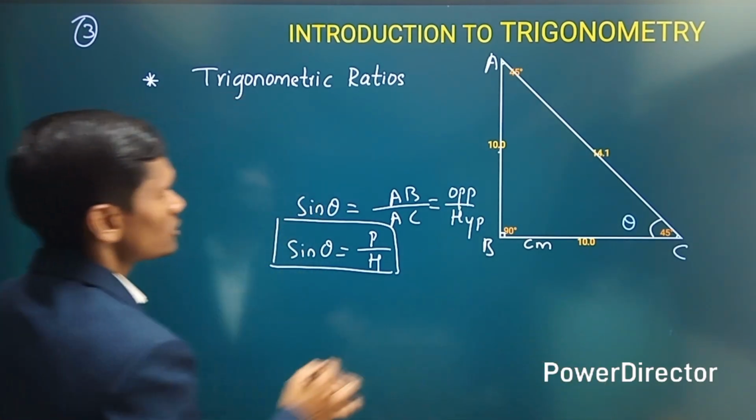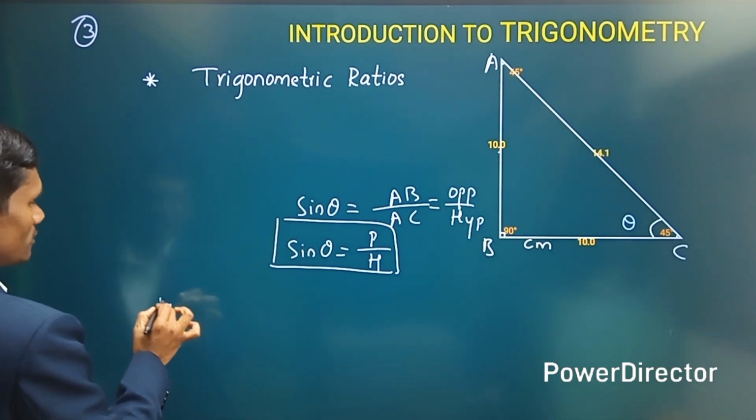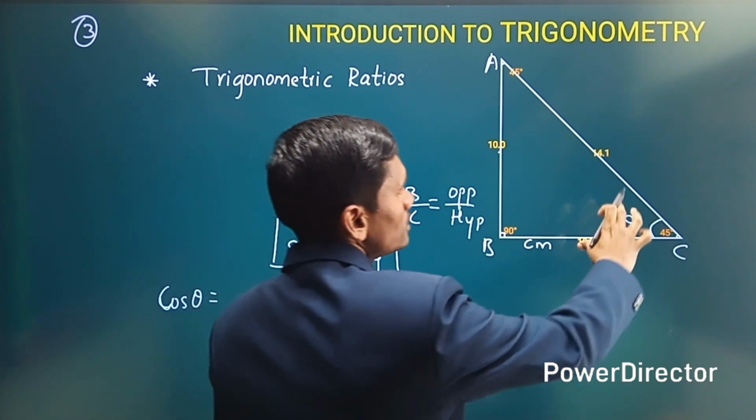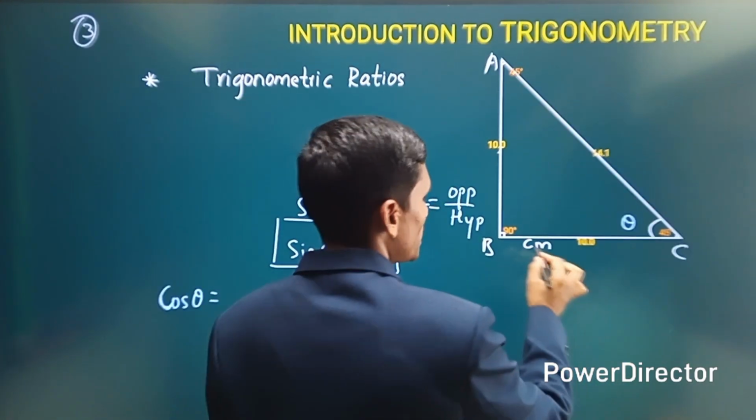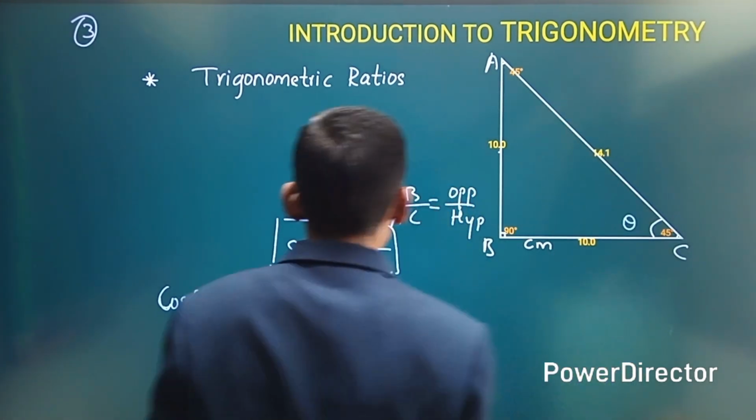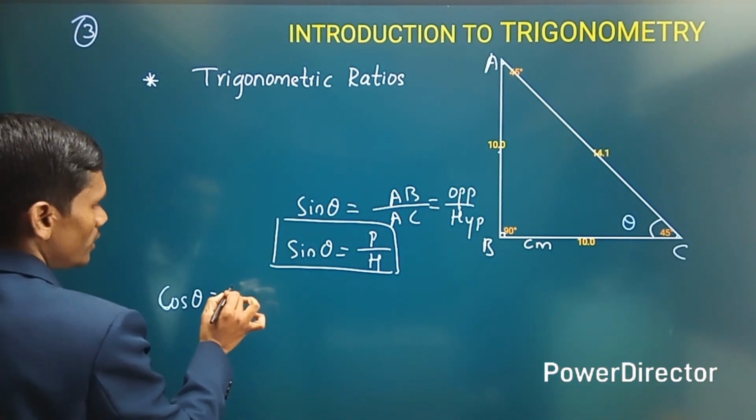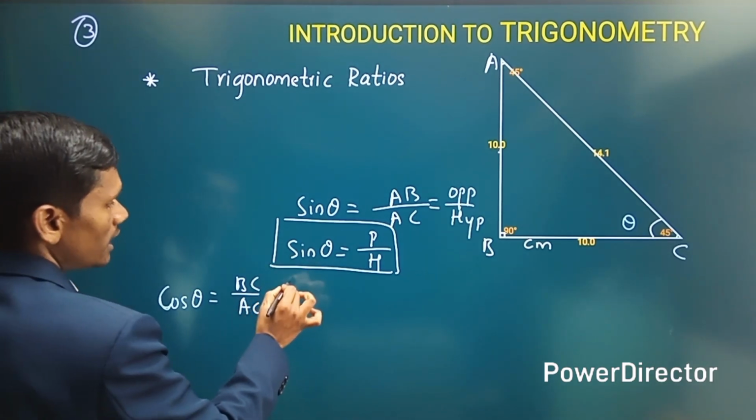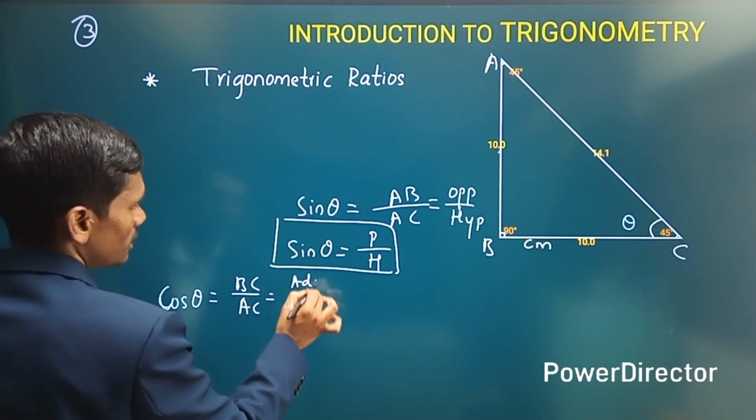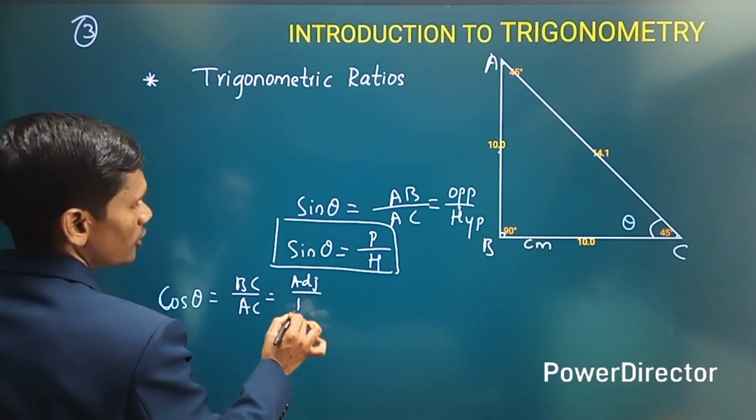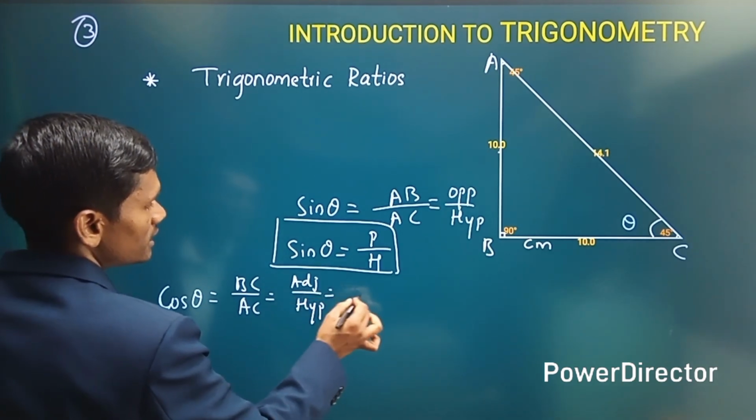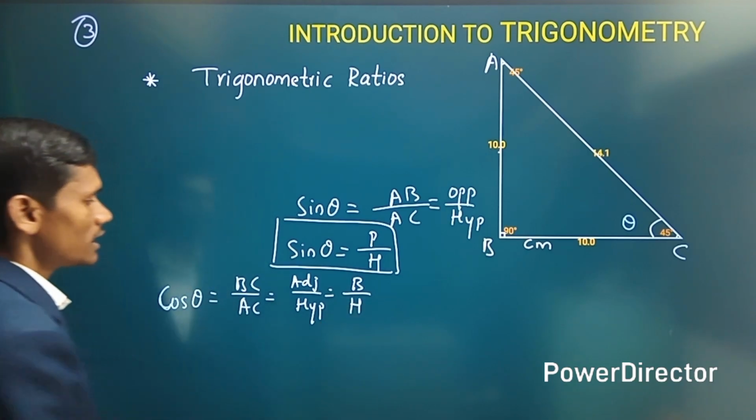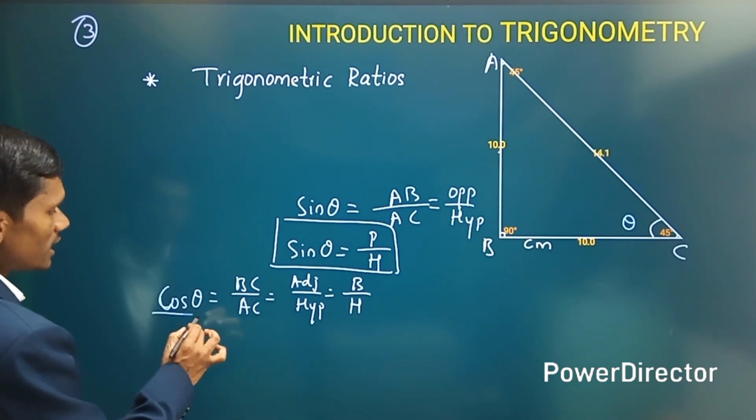Next coming to the second one, cos theta. Cos theta is again the ratio of two sides. How are they related? You have to take BC upon AC. What is BC here? It is the adjacent side. This is nothing but adjacent divided by hypotenuse. Adjacent is taken as base, and this is taken as hypotenuse H. You can take it like this. So this is the second trigonometric ratio.